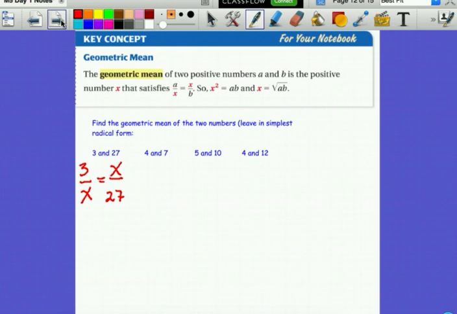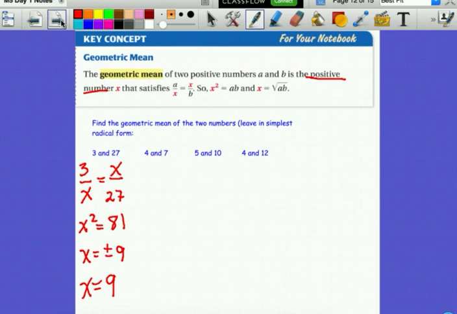So if you notice, what happens is when we cross multiply, we end up with x squared equals 3 times 27, which is 81. And then when we take a square root, remember that we want to make sure that we include the positive and the negative answer. So once I take that square root, that's positive or negative 9. So notice up here, though, that it says the geometric mean of two positive numbers is the positive number, right? So really the only one that's going to count here is 9.